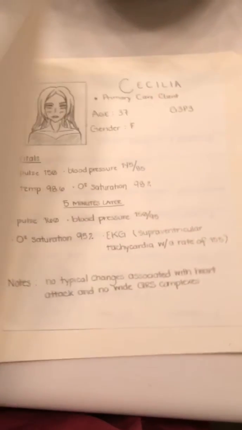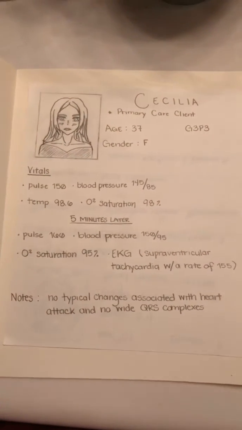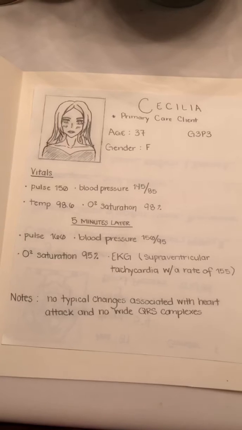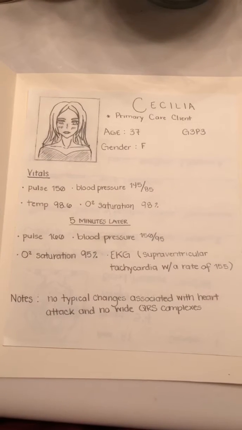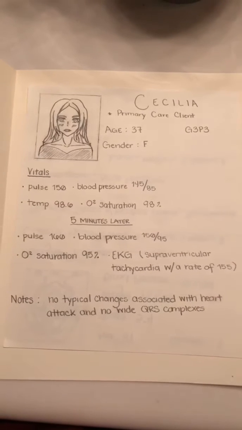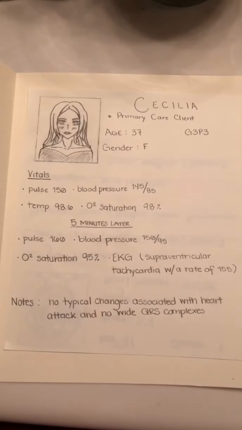Cecilia, a 37-year-old G3P3 woman, is here for her IUD insertion because she no longer wants kids. After getting up on the table, she starts to have left side chest pains, and she rates the pain 5 out of 10. The pain radiates into her left arm and feels like pressure. She is somewhat panicky and has no tingling in her fingers or around her mouth.